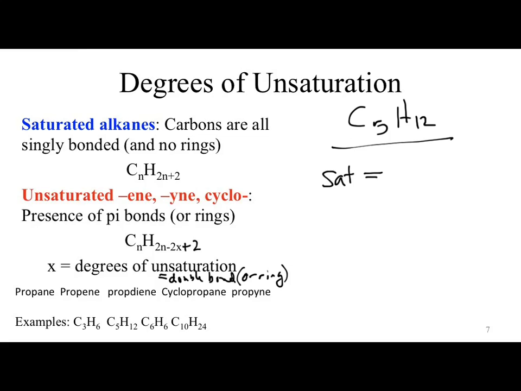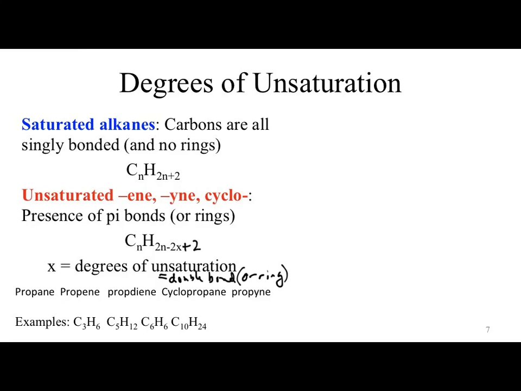What's N? 5. So 2N is 10 plus 2 is 12. How many degrees of unsaturation are in this compound? 0. We can't possibly have any. We're already saturated. It matches our saturated formula. We'll come back to this one in a second because we're going to add some extra mathematics to it and prove that this still holds true.